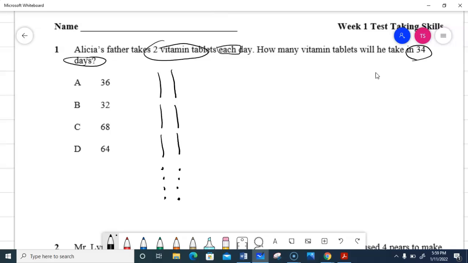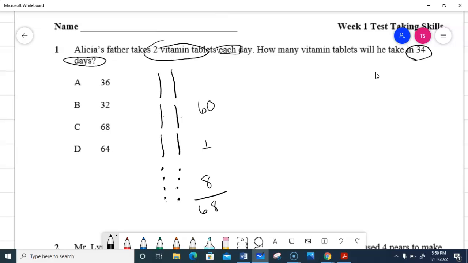So I can see that I have 10, 20, 30, 40, 50, 60. So there's 6 tens, which is 60, and 1, 2, 3, 4, 5, 6, 7, 8 ones. So if I was to add that up, that would be 68. Equals 68.